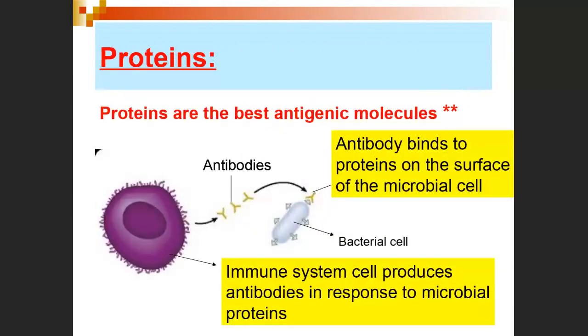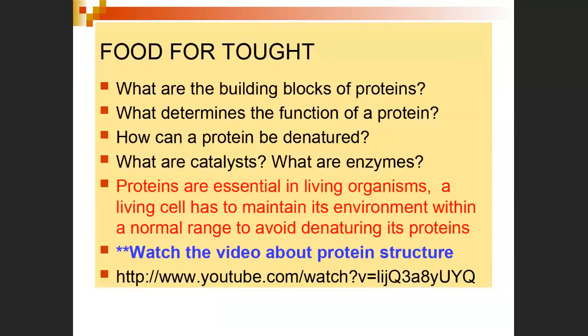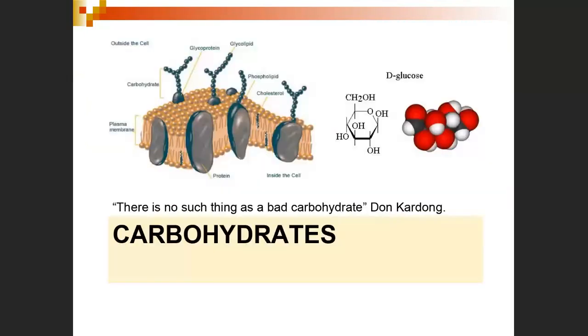What that tells you is that proteins are not only antigenic, but they're the best antigenic molecules. There's nothing better than a protein when it comes to antigenicity. So if you want to induce an immune response, you want to use a protein because that is the best antigen out there. So that's the basics of the protein.